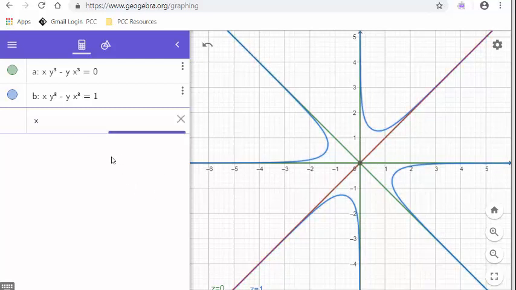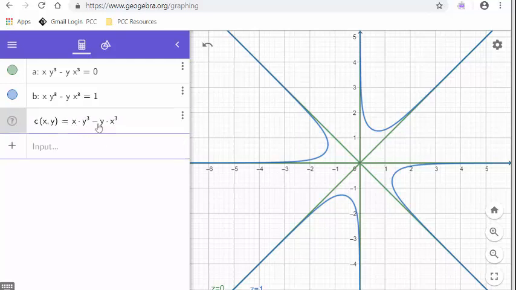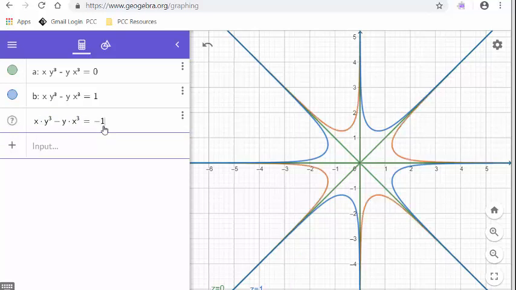And I'm just going to keep doing this. X times y to the third. I'm going to copy and paste this here in a second. X to the third. Y times x to the third. Copy that so I can paste it. Just put it on my clipboard. This equals, say, -1. And this is cool.